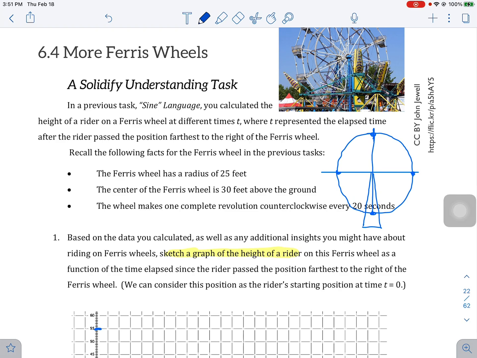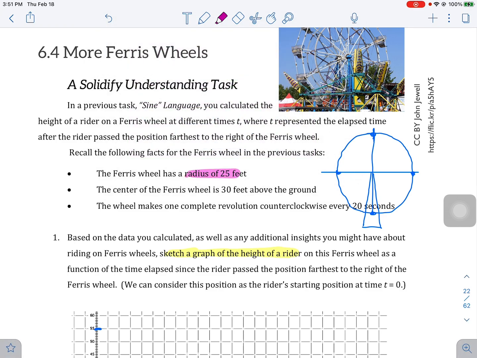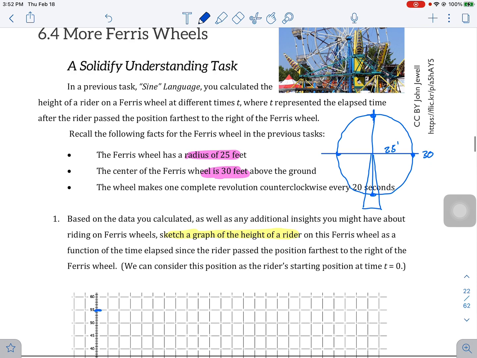And in this one, again, the key information: we've got a radius of 25 feet. So I've got a little picture here that I'm going to reference. We have a 25-foot radius. We also have a center line, which is at 30 feet. I might as well write these as a point. So this one would be at 0 seconds, which would be 30 feet.